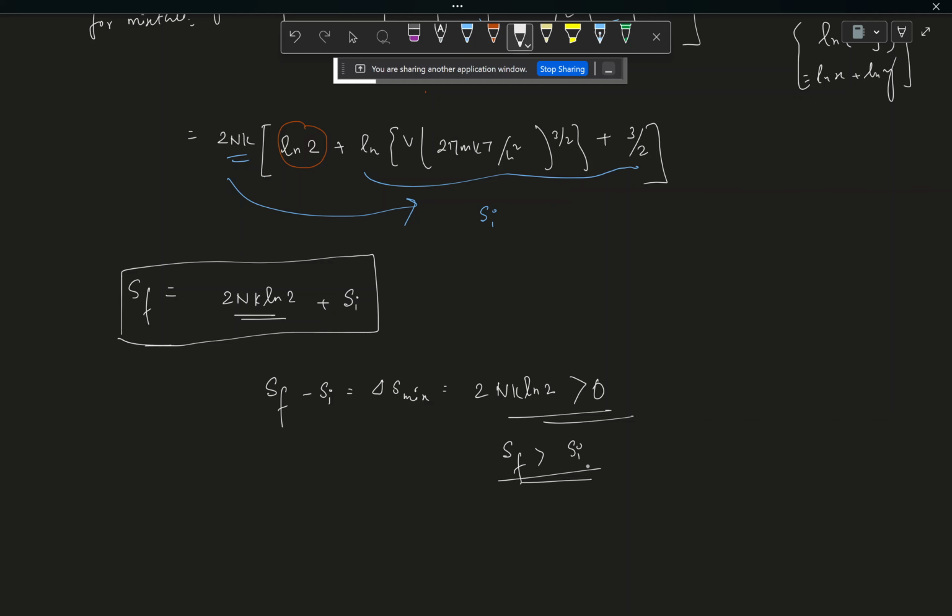you are mixing the same nature of gases from both sides. So there should be essentially no entropy change, right? So then why are we getting a finite non-zero entropy change? So this is the idea of this paradox.